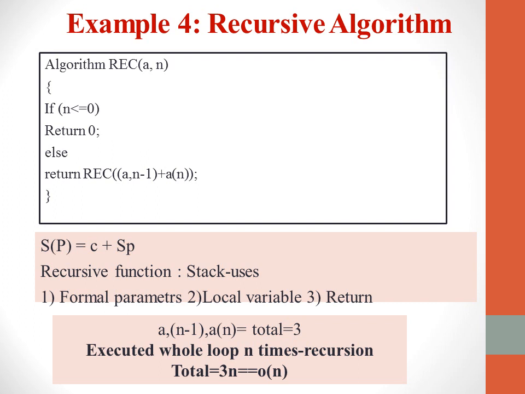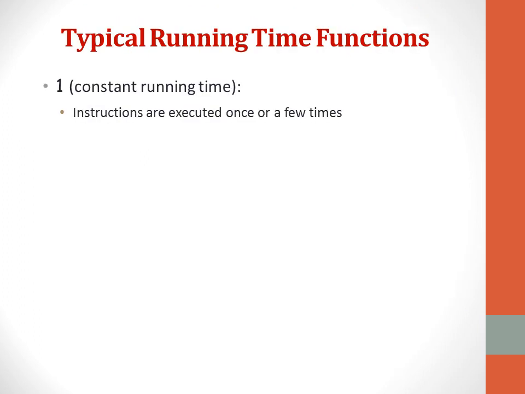Now we'll be executing this whole loop n times, because the recursion will be called n times. So total it will be 3n. Again the order of polynomial is O(n). So this way we can calculate the space complexity for a recursive algorithm also. So for that you should know that the stack uses these 3 parameters, and that way we calculate the space complexity.